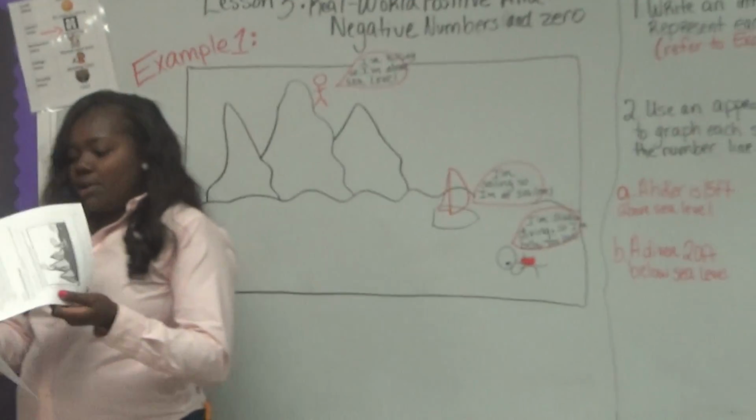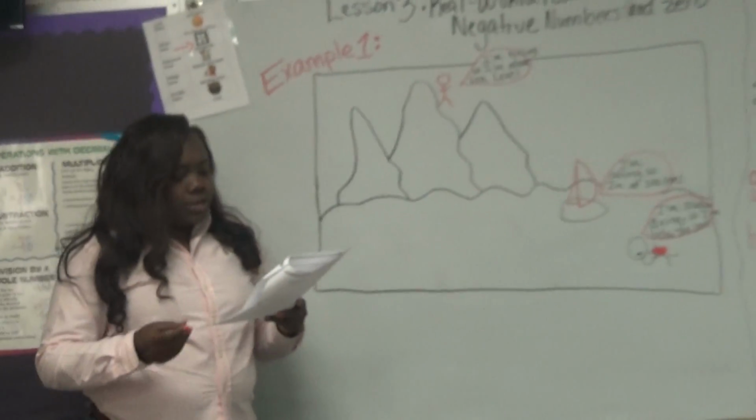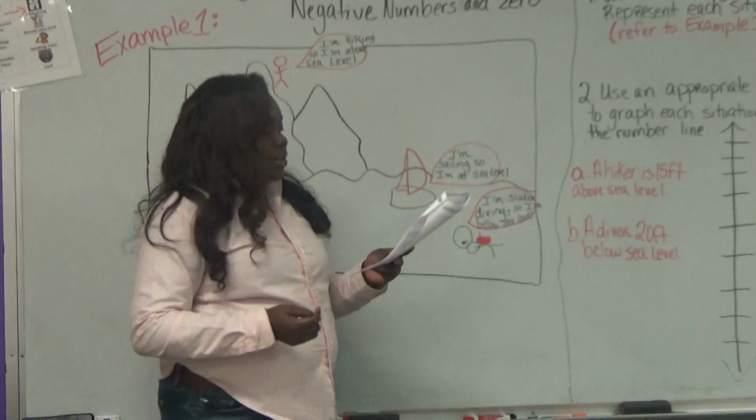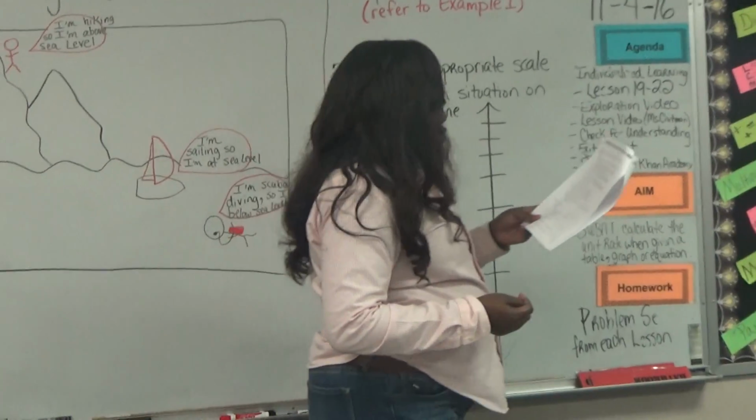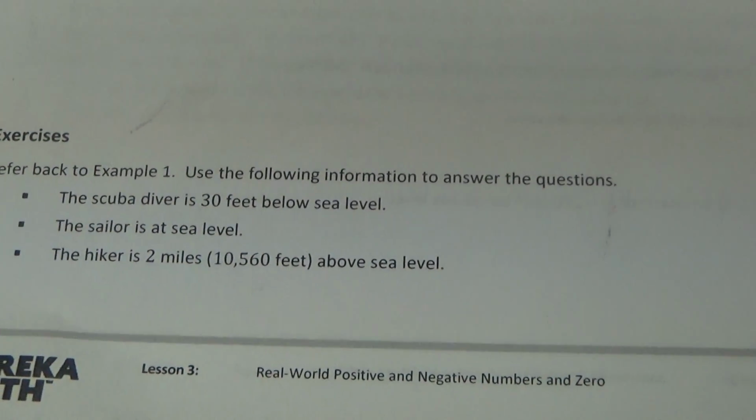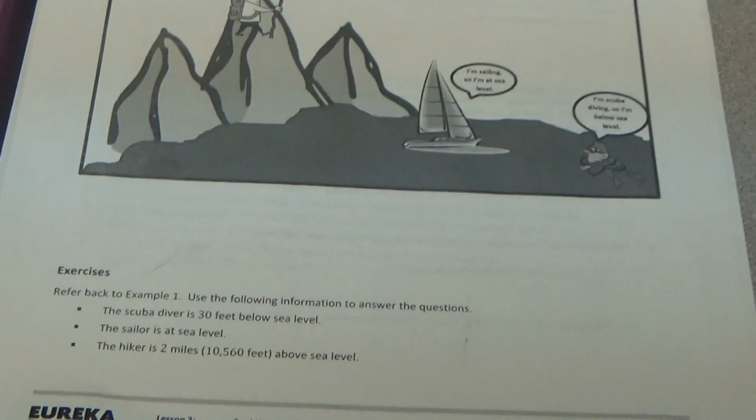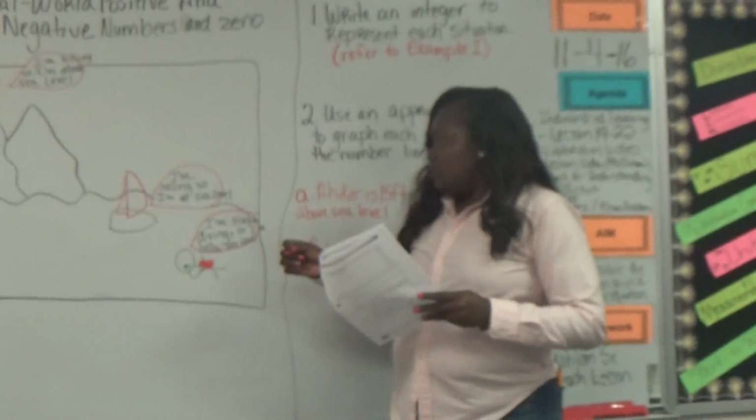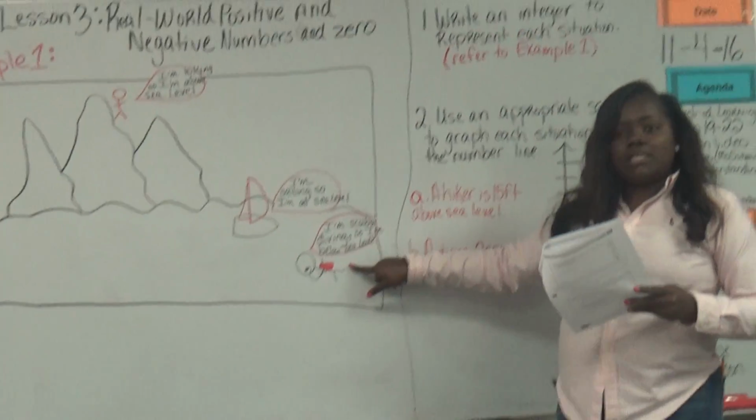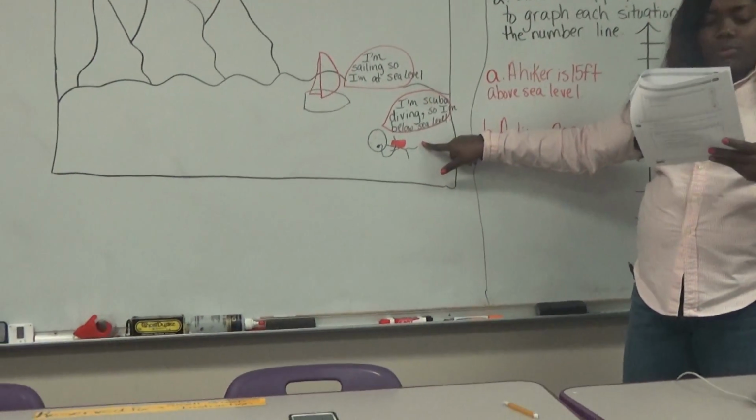Alright, so let's turn our page. Well, it may be at the bottom of your page. Go back for me 1 page. So we're going to look at exercise number 1. Okay, it says refer back to example 1. Use the following information to answer the questions. Okay, so the first one, read that first bullet point for me. The scuba diver is 30 feet below sea level. Alright, so where would that be? Under the boat. Alright, so right here, this scuba diver is 30 feet below sea level, okay?